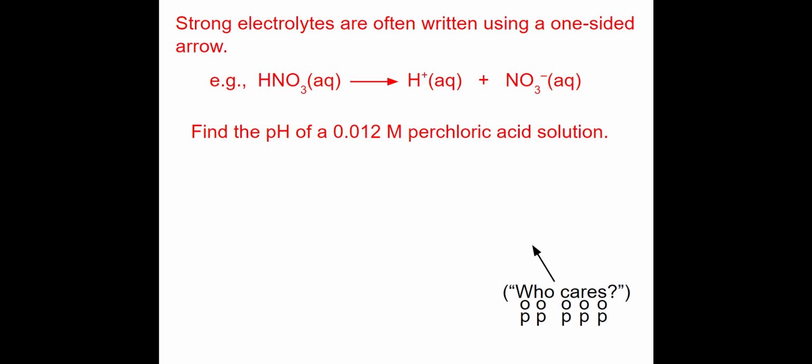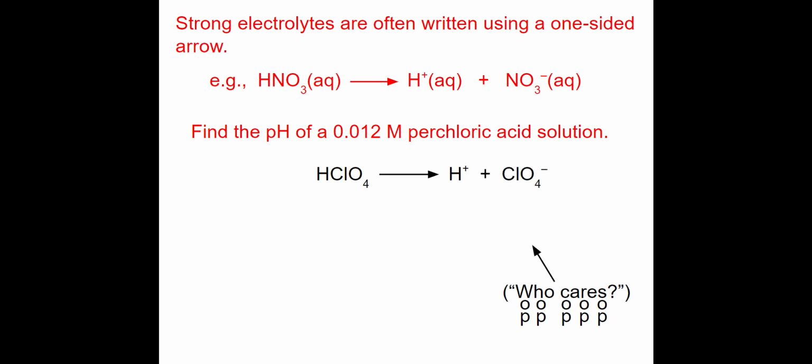So strong electrolytes are written with one-sided arrows. Those are things that completely dissociate. So HNO3, which is a strong acid, is going to completely dissociate and not go back. Same thing with HClO4. It's going to break up into H plus and ClO4 minus.